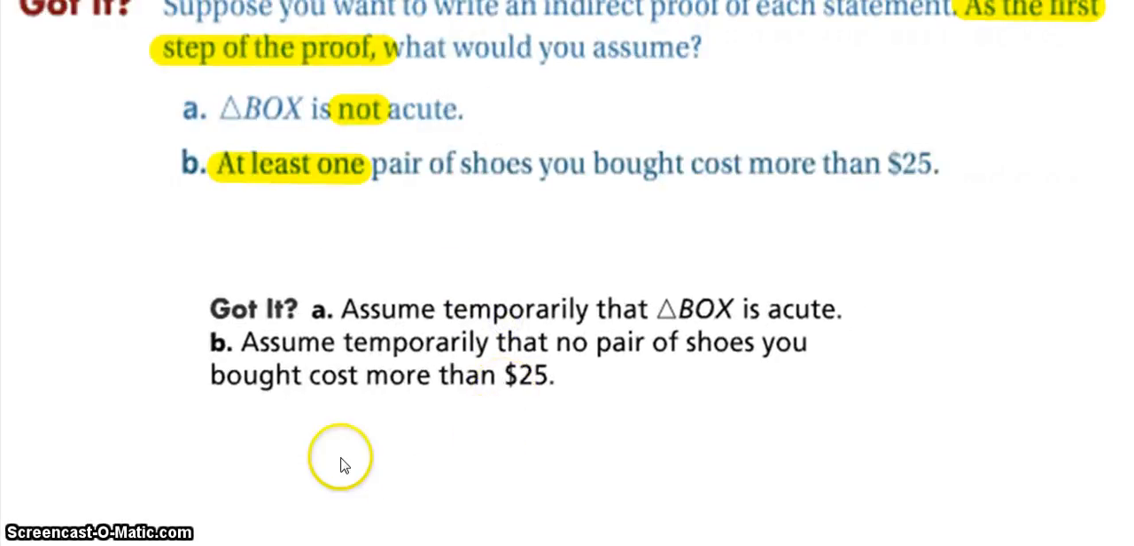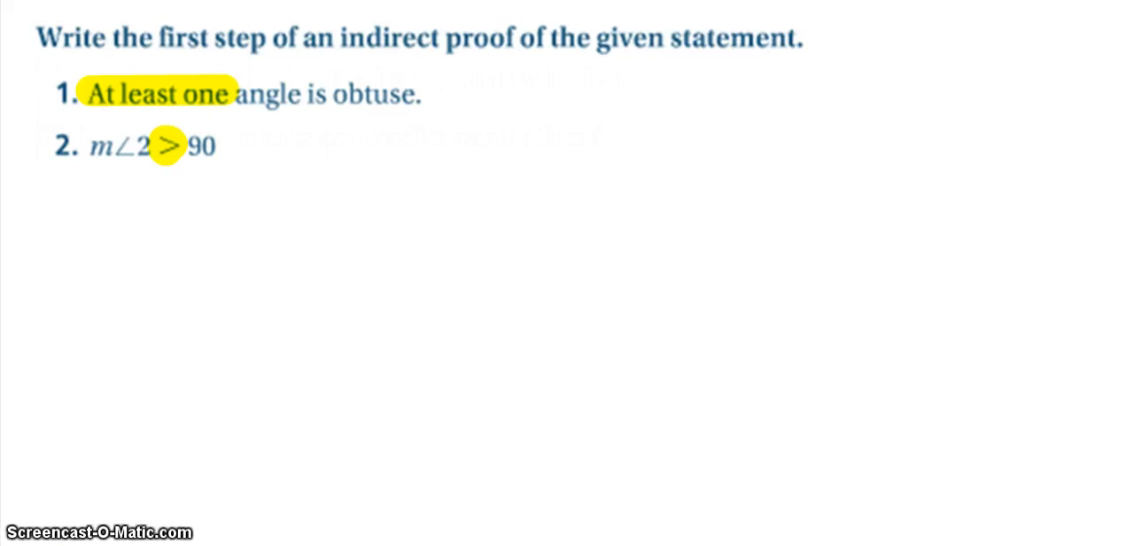So there we go. So think about your first steps for 1 and 2. We have at least one angle is obtuse, so we could negate the at least one, and we could say that no angles are obtuse.